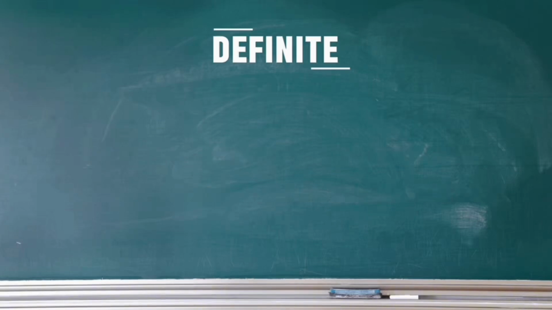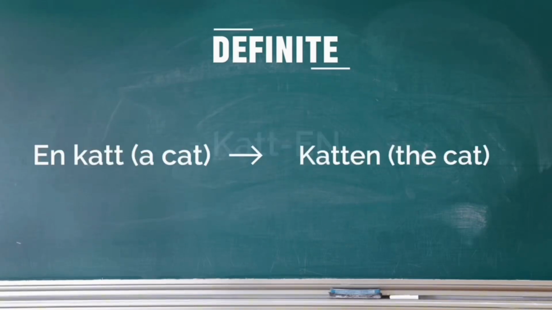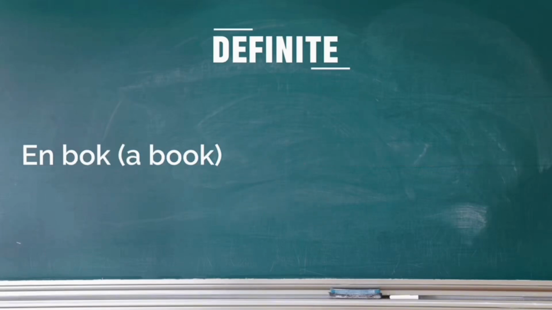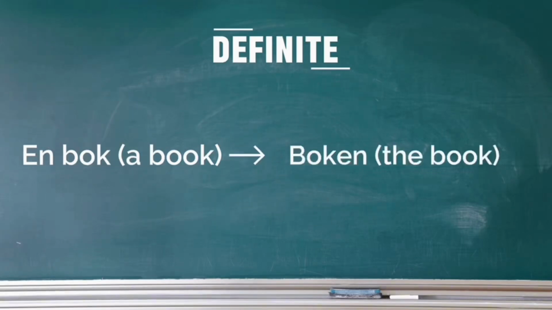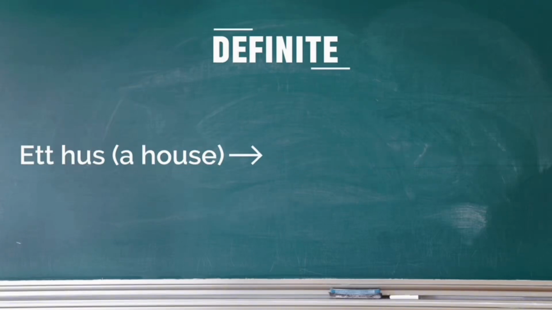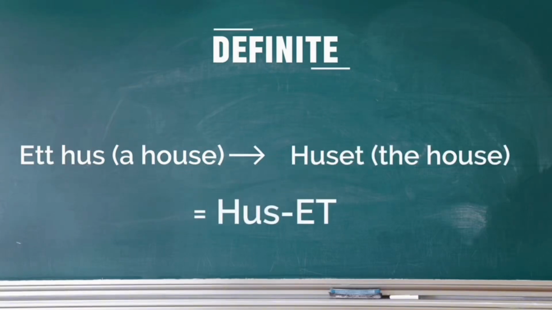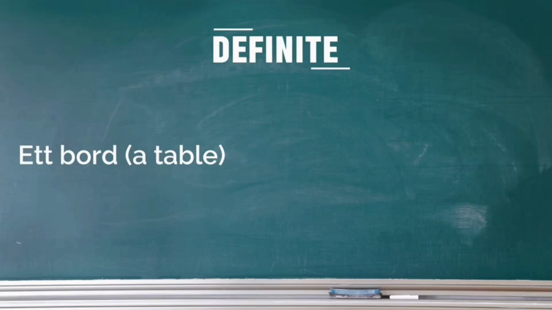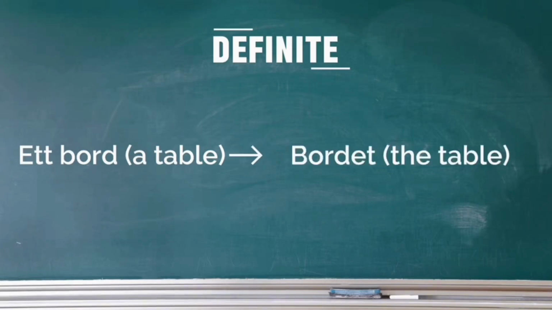Examples: en katt, katten. En bok, boken. Ett hus, huset. Ett bord, bordet.